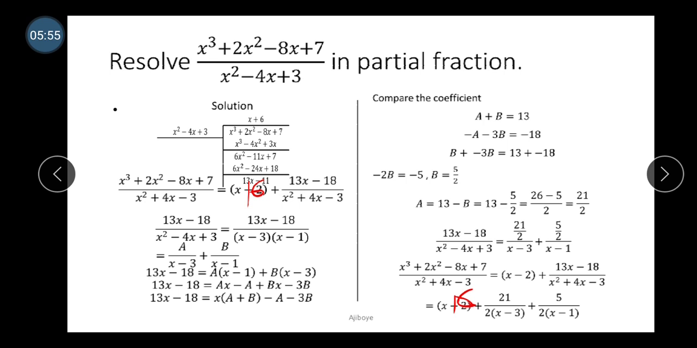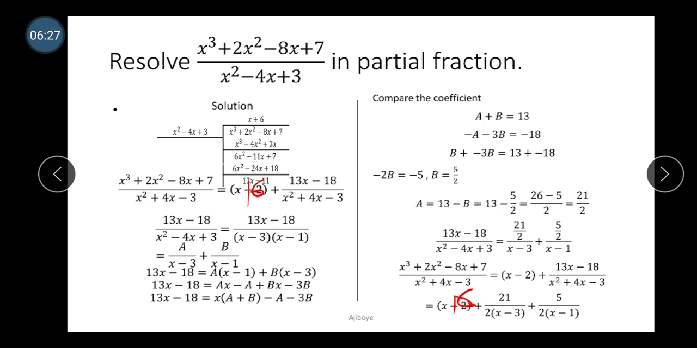Now, the step after that is to use this x. This x that you got will be written as a factor. And then you use this x to multiply the divisor, all the terms in the divisor, mind you. So you use x to multiply x squared. That will give us x cubed. X times minus 4x will give us minus 4x squared. And x times plus 3 will give us plus 3x.